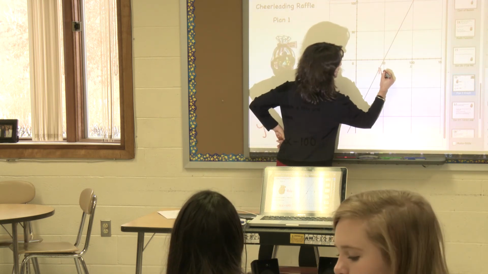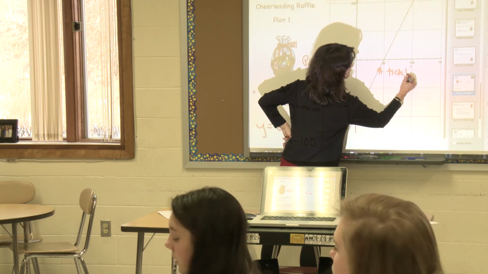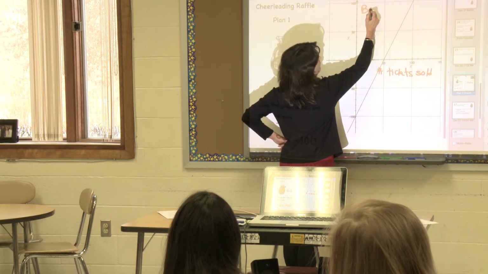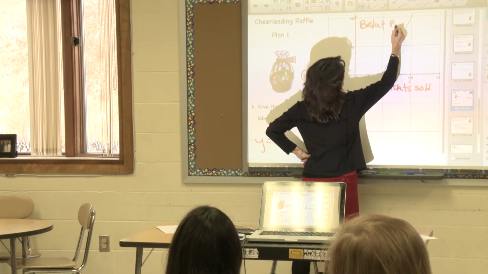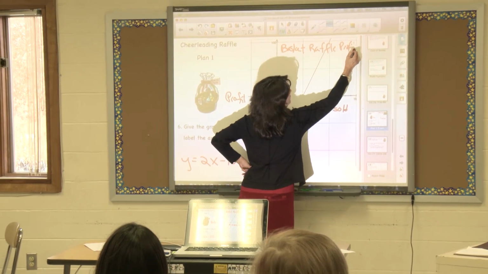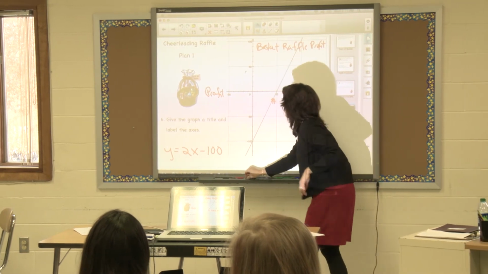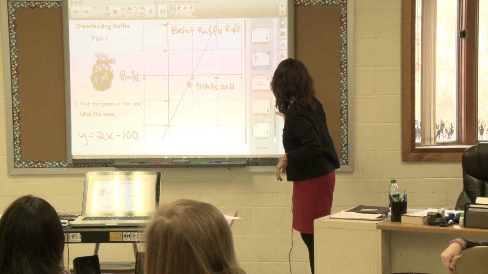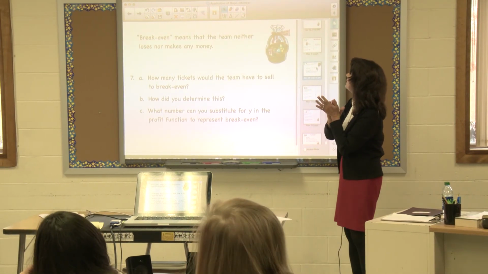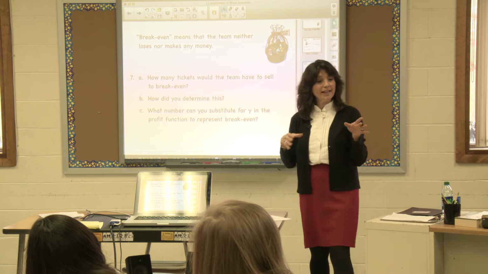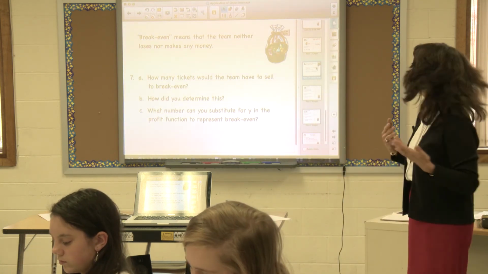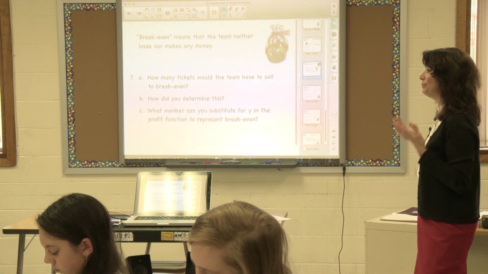Okay, and here we would have number of tickets sold. And did you give it a title? Yeah. We said basket raffle profit. Okay, perfect. Basket raffle profit. And I think most of you had something like this. Okay, very good. So then what we did is we went to break even. Looking at that graph, how many tickets would have to be sold to break even?